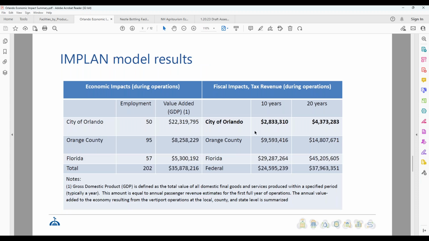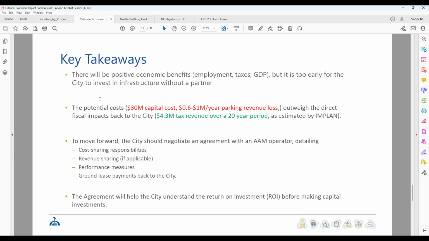IMPLAN here was used to look at the different fiscal impacts, in this case for the city of Orlando and Orange County. A key takeaway of this analysis was looking at the potential costs and the revenue associated with this project to the city. Now, I'm not here to look at how this analysis would have been completed in IMPLAN. That'd be something we would certainly love to talk to you about if there's a project in mind that you'd like to talk about.